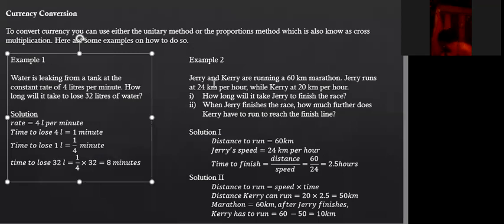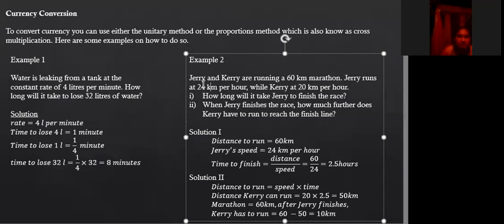All right, so let's look at the second example. Jerry and Kerry are running a 60 kilometers marathon. Jerry runs at 24 kilometers per hour, while Kerry runs at 20 kilometers per hour. How long will it take Jerry to finish the race? When Jerry finishes the race, how much further does Kerry have to run to reach the finish line?